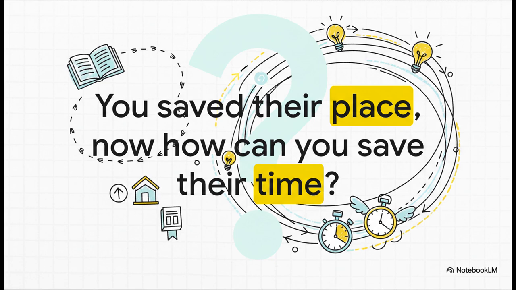Implementing this is a huge step forward in really respecting your user's journey and their focus, but it also opens up a whole new way of thinking about app design. So I'll just leave you with this question. Now that you know how to save a user's place inside your app, what's the next step? How else can you save their time?